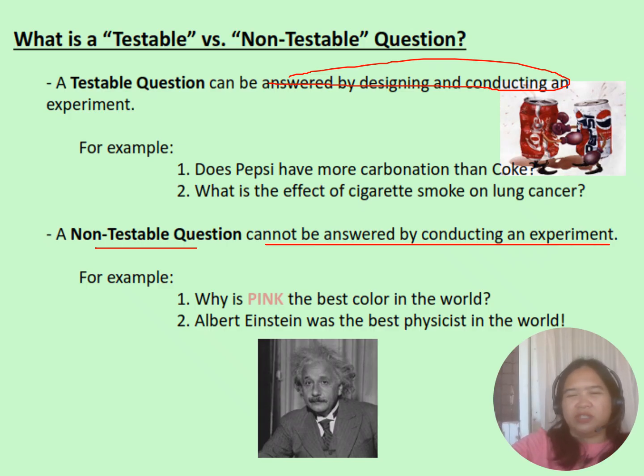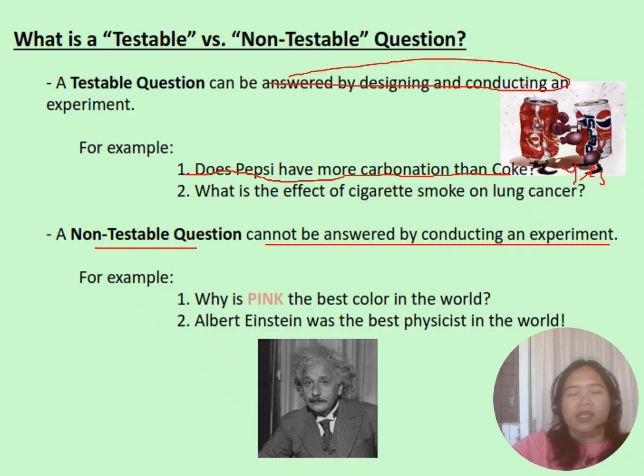Albert Einstein was the best physicist in the world. Well, this can be falsified as well because there are a lot of physicists, so you cannot really make an experiment out of this. Whereas a testable question: does Pepsi have more carbonation than Coke? This is testable, but it is still not a really good scientific question because it is answerable by yes or no.